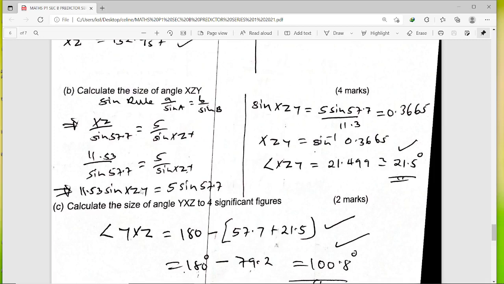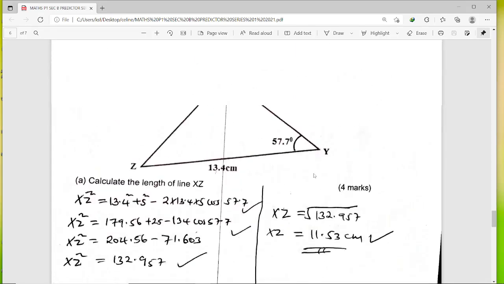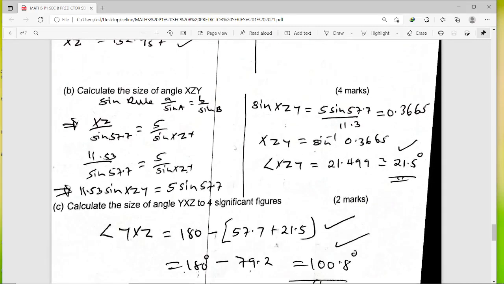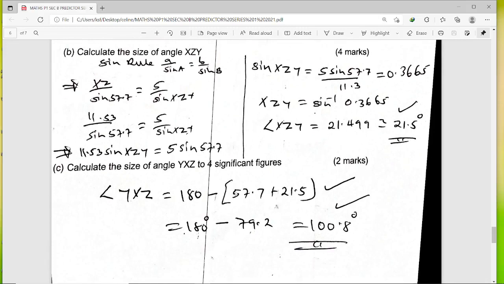Now to find angle YXZ, now that we have these two angles, we know the angles of a triangle add up to 180, and therefore that angle will be 180 minus the sum of the two. That is why it is 2 marks. It gives you 100.8 degrees.